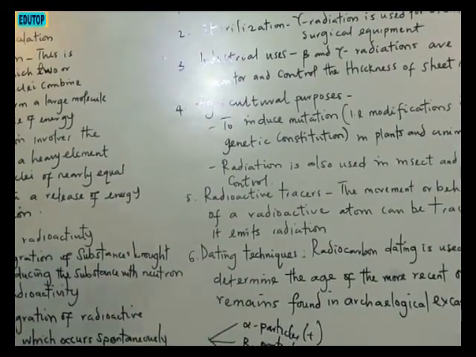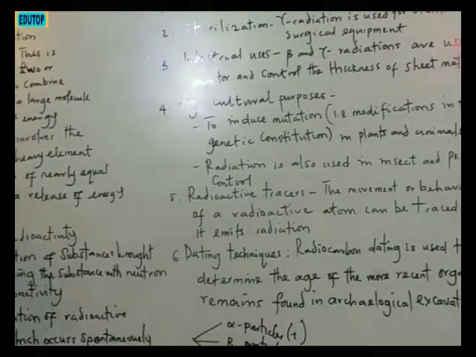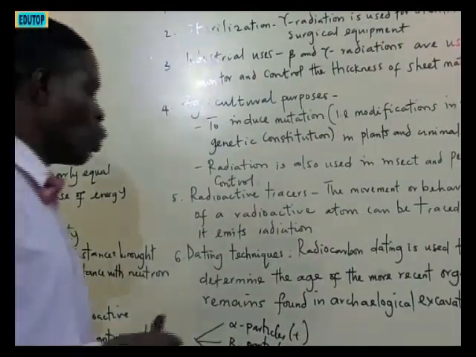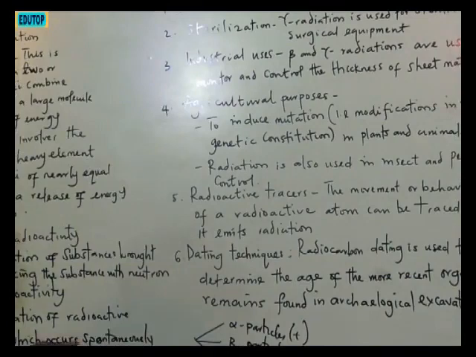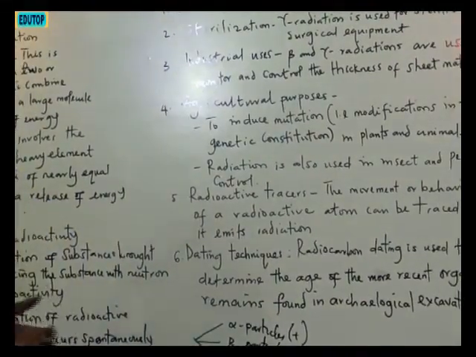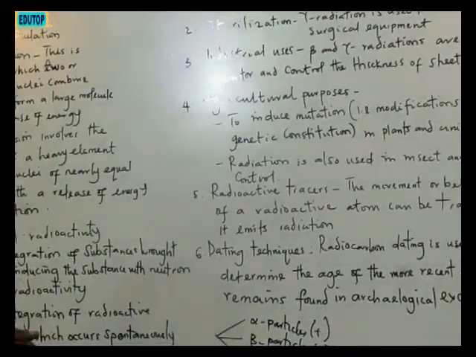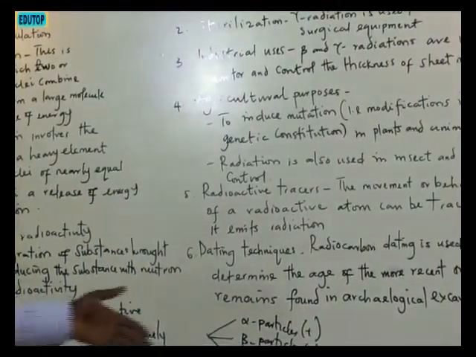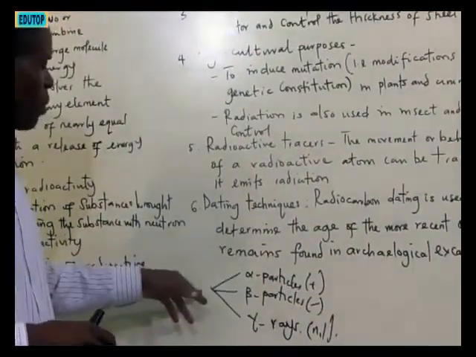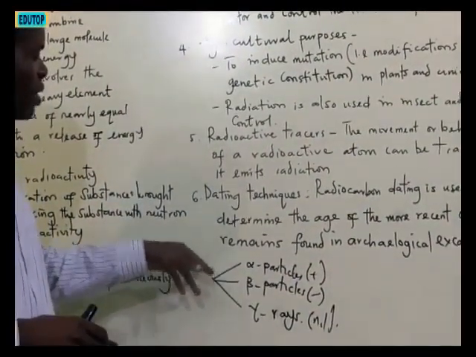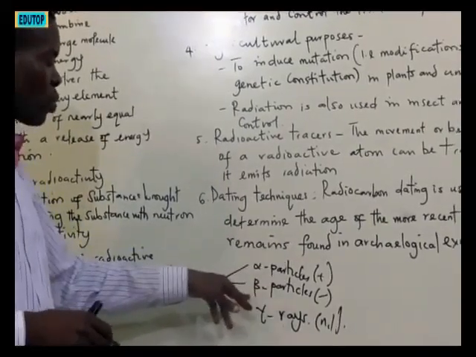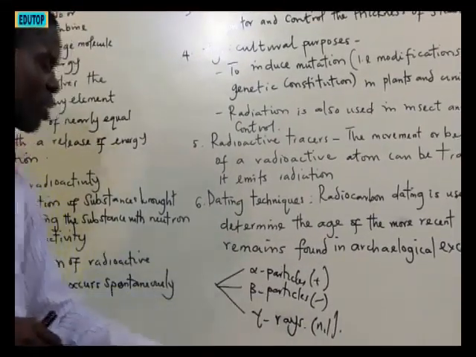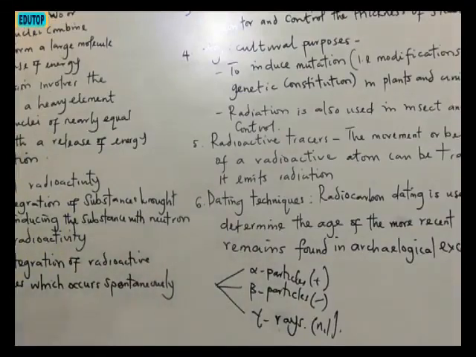Then also dating techniques. Radiocarbon dating is used to determine the age of the more recent organic remains found in archaeological excavations. So we normally use that also to determine the age of more recent organic remains. Then also, let me quickly talk about when an atom or radioactive substance decays. Alpha particles, beta particles, and gamma rays will be emitted.